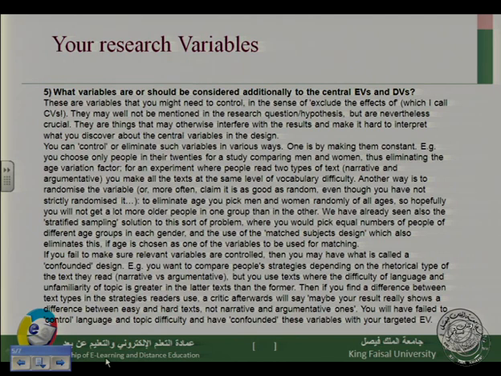We have already seen also the stratified sampling solution to this sort of problem, where you would pick equal numbers of people of different age groups in each gender, and the use of the matched subject design, which also eliminates this if age is chosen as one of the variables to be used for matching. Well, yes, a matched subjects, you have two matched subjects, same age, same criteria, same characteristics, same features, same background knowledge, and etc. This is one way of eliminating variables.